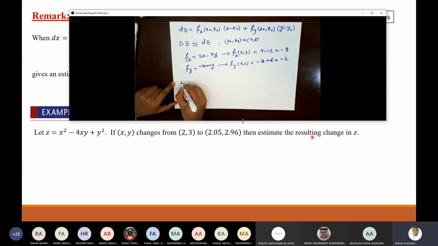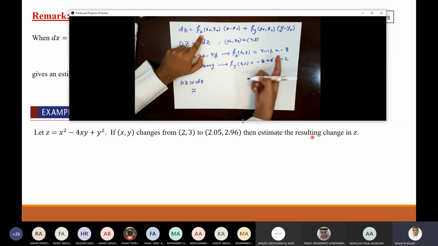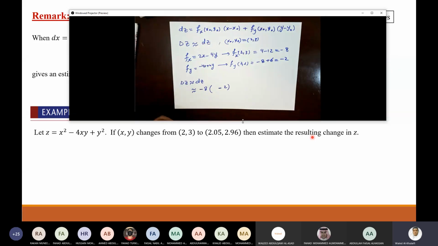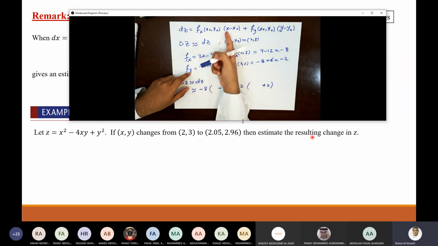Now delta z is approximated by dz, which is approximated by this: minus 8 times x minus x naught, where x naught is 2. Then minus 2 times y minus y naught, where y naught is 3. So what should I put here for x and y?